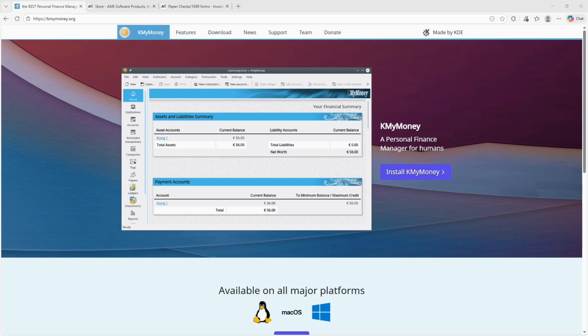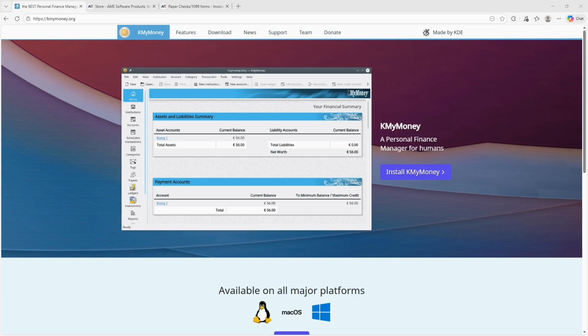immediately jumps out. KMyMoney is completely free. Not free for 30 days, not free until you hit some invisible limit, and not free unless you upgrade later. It is genuinely open source software with no licensing cost, no subscriptions, and no upsells waiting around the corner. You download it, install it on your system, and you can use every core feature without paying a single cent.